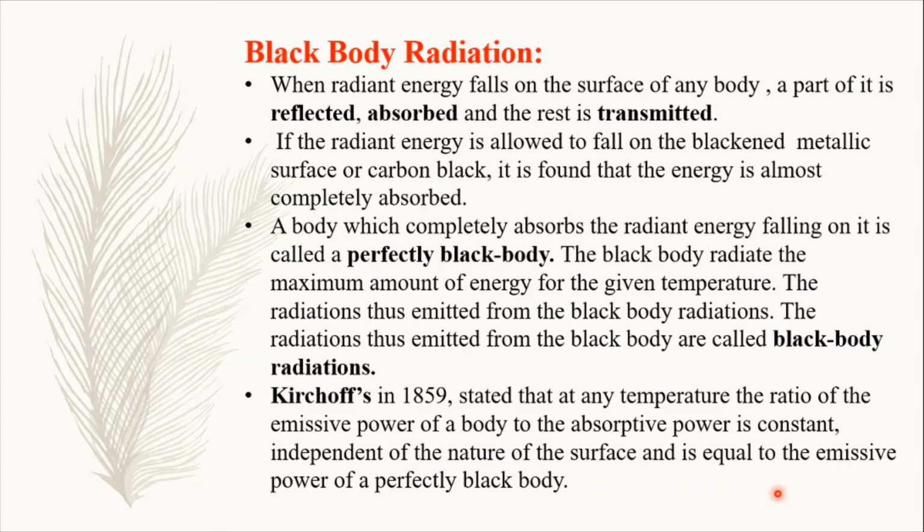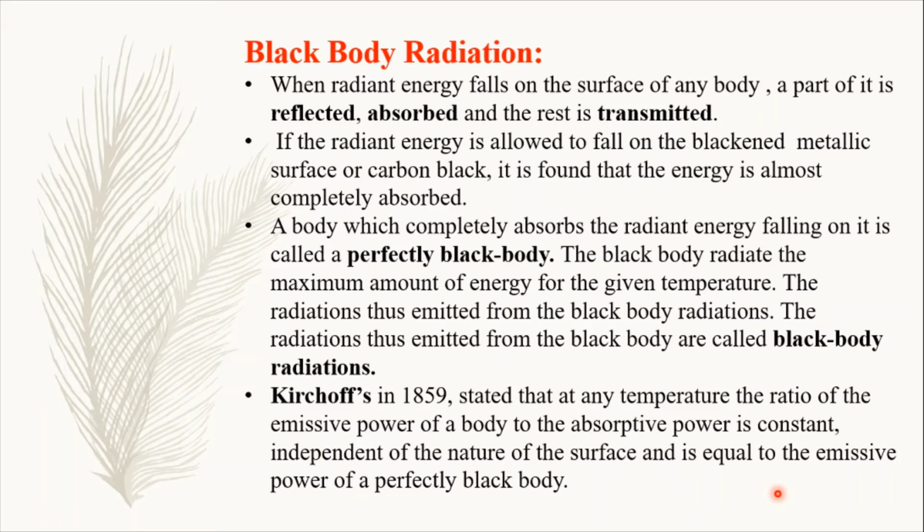If radiant energy is allowed to fall on a blackened metallic surface or carbon black, it is found that the energy is almost completely absorbed. This is the property of a blackened surface. So we always say that whenever we go in sunlight, don't wear dark or black clothes, always wear light clothes or prefer white. Why? Because a black surface absorbs more radiation. This is a common thing that we think of in our day-to-day life.